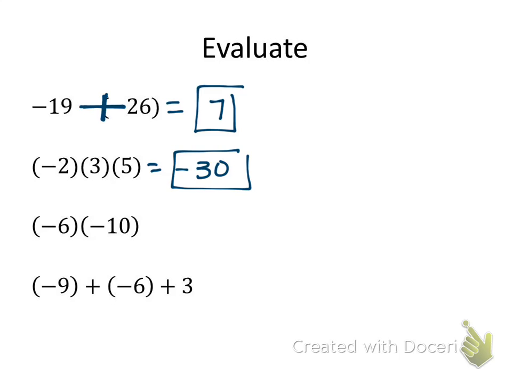Now on this next one, what am I going to do? What operation? Multiplication. How many negative signs do I have? 2. So my answer is going to be positive. 6 times 10 is 60.